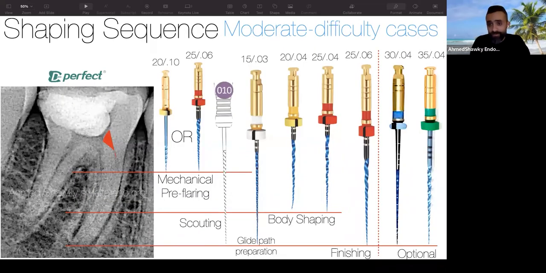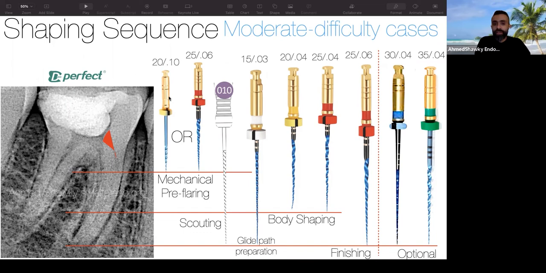Now a case with moderate difficulty. Let's see here this molar with a very strong and large cervical dentine triangle. And we have a narrow canal. You cannot say it's calcified because the tooth cannot be calcified in the middle while it has a patent orifice and patent apical part. So it's narrow. Probably it's a narrow canal only.